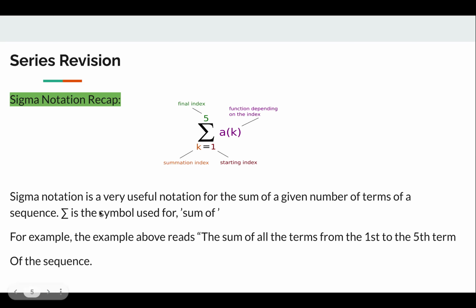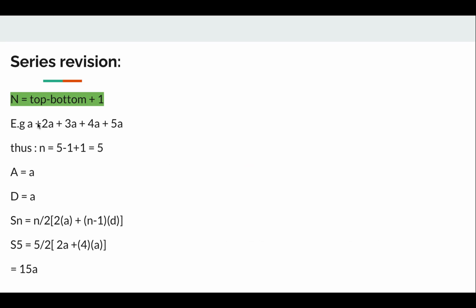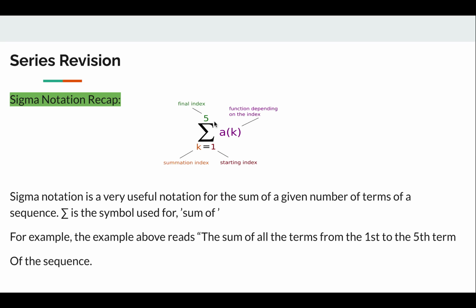Okay, so as I said, sigma notation is a very useful notation for the sum of a given number of terms of a sequence. The sigma symbol is used as the sum of. So if you were to read this in English, it's the sum of all the terms from the first term, k equals 1, to the fifth term, k equals 5, for this sequence over here, a of k. And if I had to write that out, it would be a plus 2a plus 3a plus 4a plus 5a. 5 because it's ending at 5, and then a because it's ending at 1. And then obviously 1a is just a.